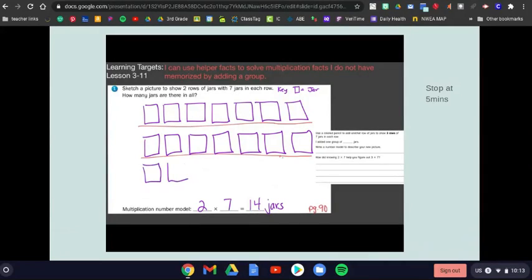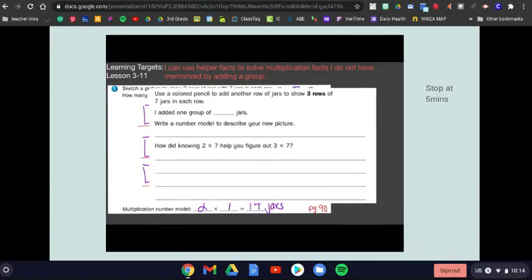1, 2, 3, 4, 5, 6, 7. Okay, so he starts with the fact that he knows, 2 rows of 7 jars. 2 times 7 is 14. So then it says add another row to have 3. Next row of jars. Let's go back to our next step of our problems.